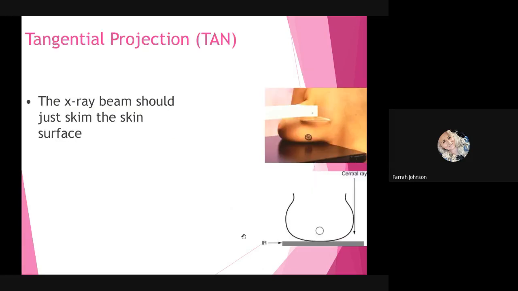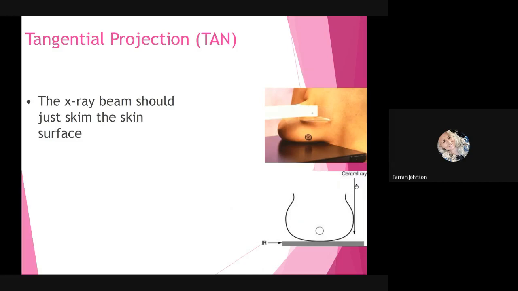Then we have our tangential projection. So this is when the X-ray beam should just skim the skin surface. This projection is used primarily when the doctor is trying to rule out if something is actually inside of the breast or on the surface of the breast. For example, say this was the lesion that they were looking at, you compress the breast in a way that the X-ray beam is just going to skim that outside surface. So a little bit different than a spot compression view.